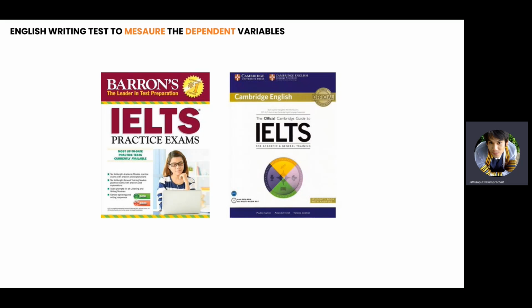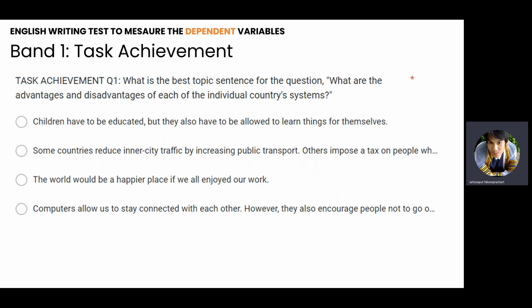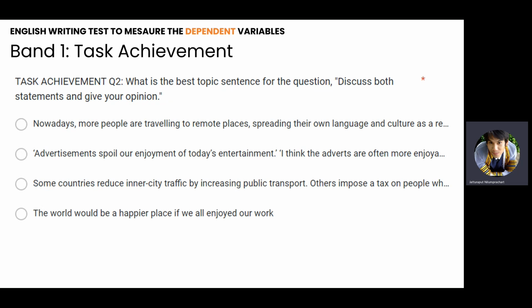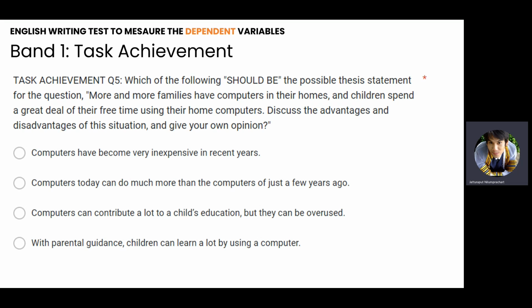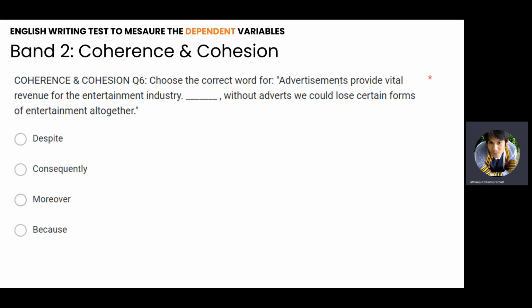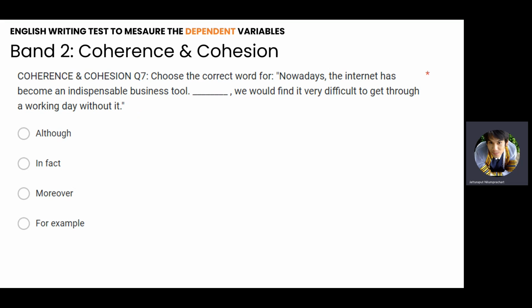Okay. Now, next one, the result of the test, how to measure the writing skill of 190 students. We rely on the practice tests of Barron's IELTS practice exam and the Cambridge IELTS preparation book. So we select multiple choice questions in each band, like here, task achievement, 1, 2, 3, 4, and 5, sorry, asking about the good kind of topic sentence and supporting sentence to refer to how well they know about their task achievement. And then coherence and cohesion, the selection of the connecting word in the sentence to make it coherent and cohesive.